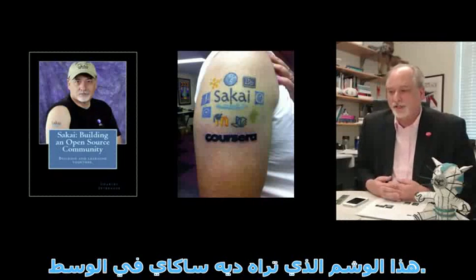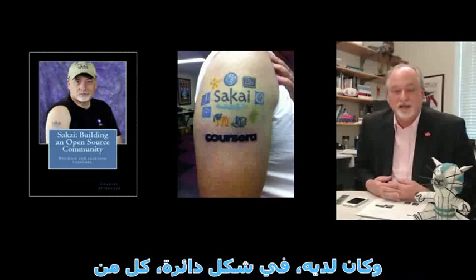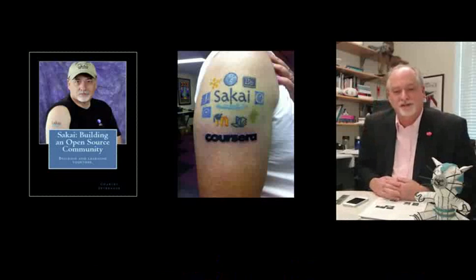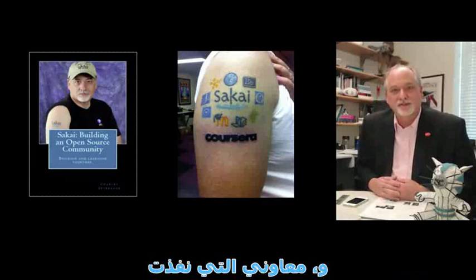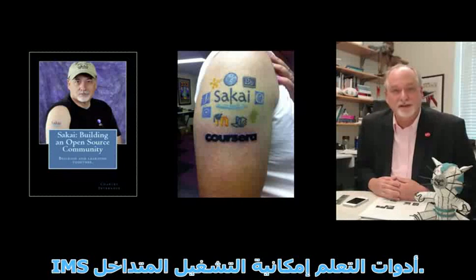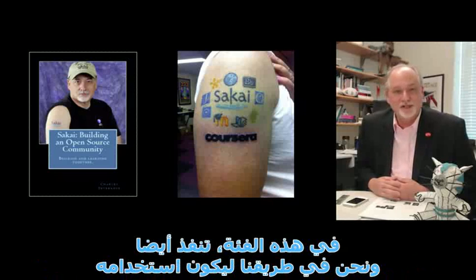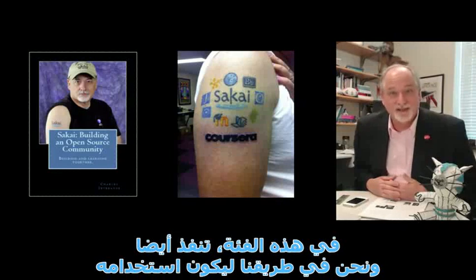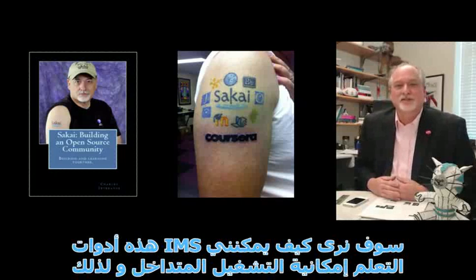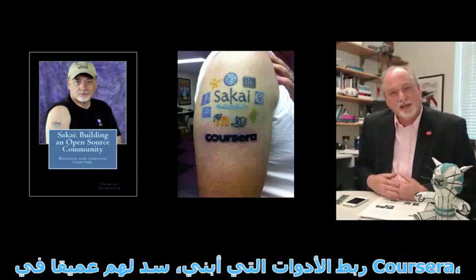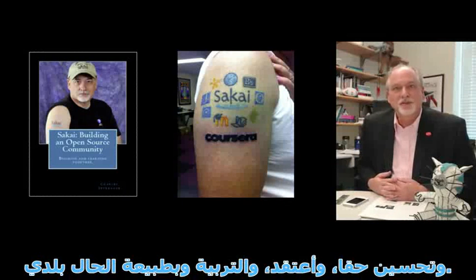This tattoo that you see has Sakai at the middle, and it has in a circle all of my collaborators that have implemented IMS Learning Tools Interoperability. Well, there's hundreds of others. There's only a few that got tattoos. And Coursera, and we're going to be using it in this class, also implements this IMS Learning Tools Interoperability. And so you will see how I can connect tools that I build, plug them deeply into Coursera, and really improve, I think, the pedagogy of my course.